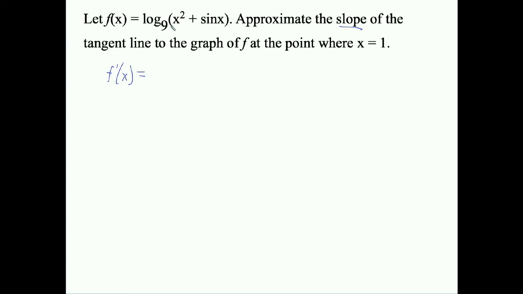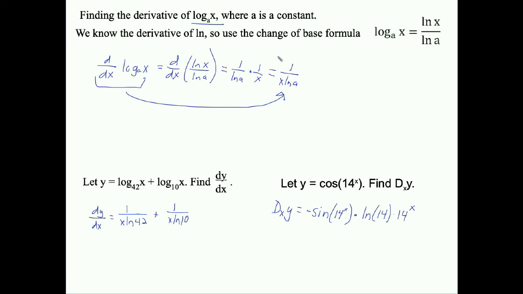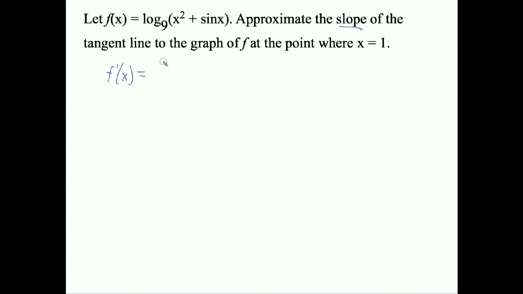And the main function here is a log base 9. Well, we just learned from the last slide that the derivative of a logarithm is 1 over x times the natural log of the base. So we will think 1 over x, well in this case our x is this thing, so 1 over x squared plus sine x times the natural log of the base, so times the natural log of 9. And this is a chain rule, so we have to multiply this by the derivative of what's inside, which is 2x plus cosine x.